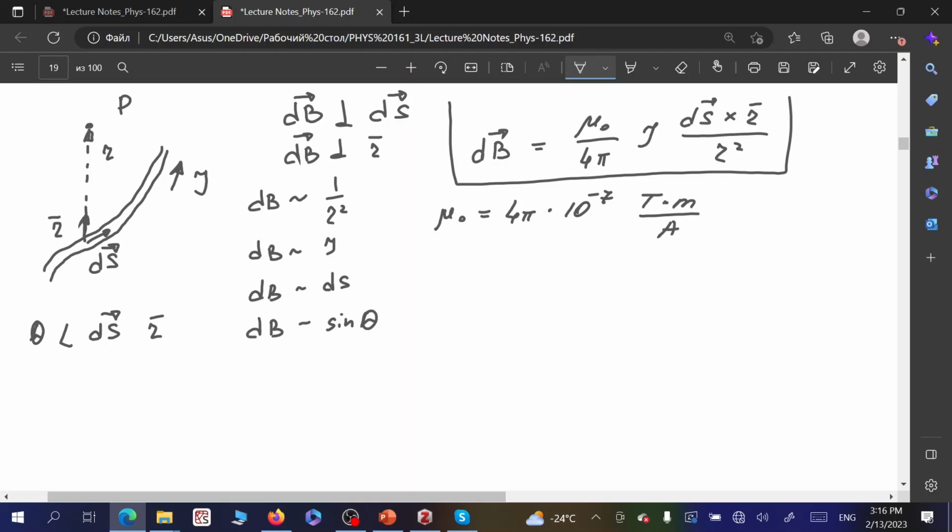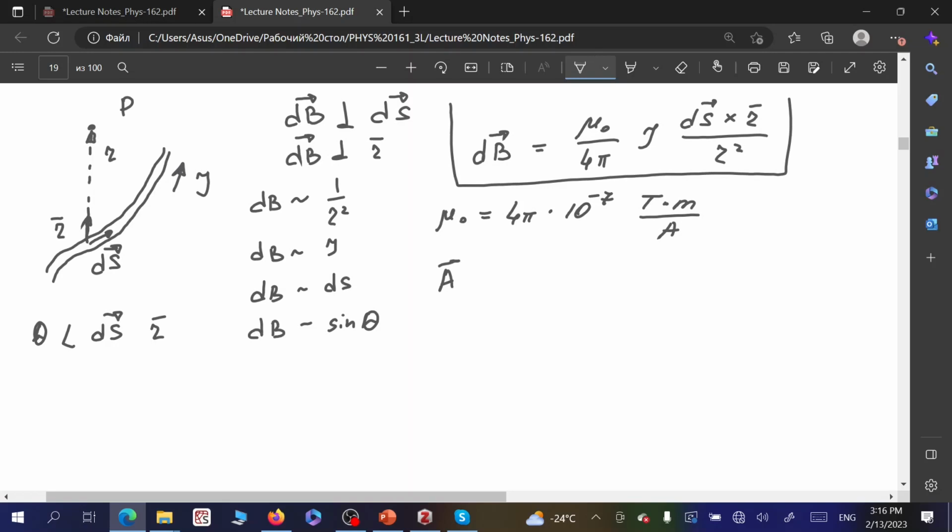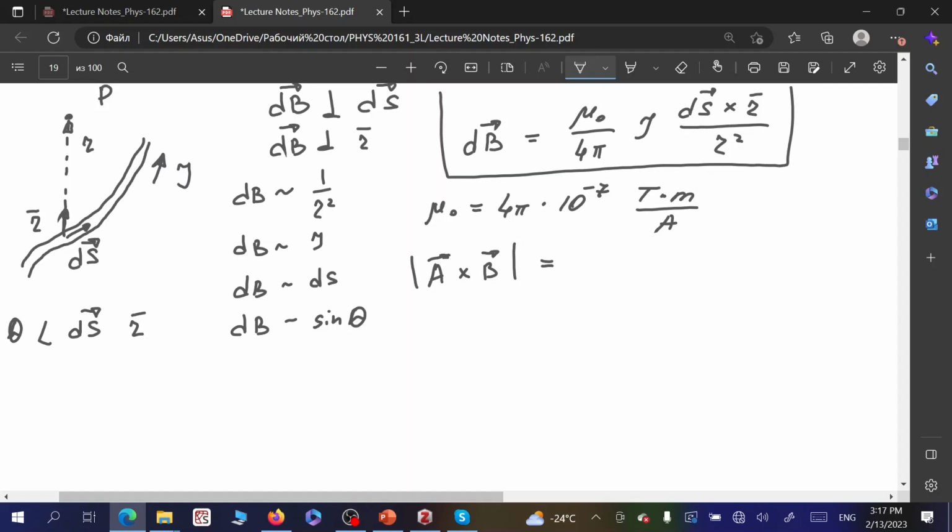Because for the magnitude of the cross product, we can write it here. Say we have two vectors, a cross product b vector, and the magnitude of this cross product will be the magnitude of a vector times the magnitude of b vector times sine theta, which is the angle between the two vectors. So that you should remember from the previous course of physics 161 and mathematics also. So now we have the expression which defines the magnetic field created by this given small length element.